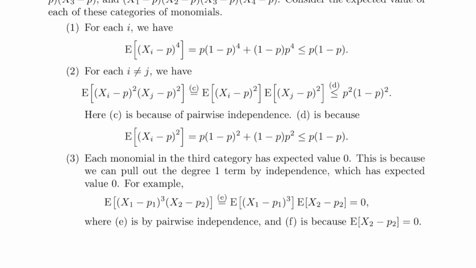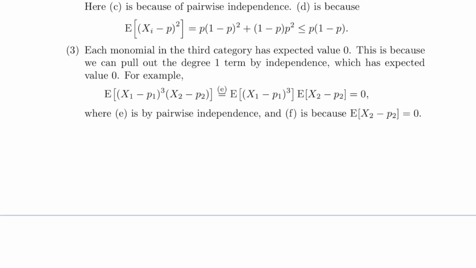For the second category, given two indices i not equal to j, we have that the expected value of xi minus p squared times xj minus p squared is equal to, and here we use pairwise independence, the expected value of xi minus p squared times the expected value of xj minus p squared. And all of this is less than or equal to p squared times 1 minus p squared, because the expected value of xi minus p squared is equal to p times 1 minus p squared plus 1 minus p times p squared, which is less than or equal to p times 1 minus p.